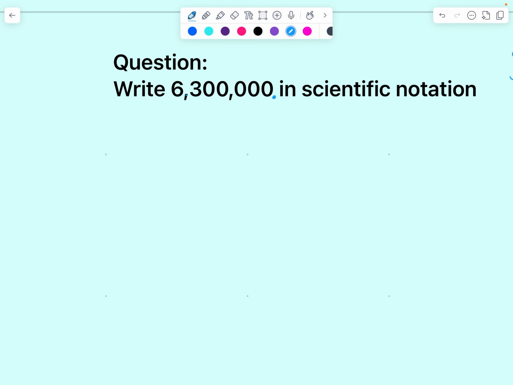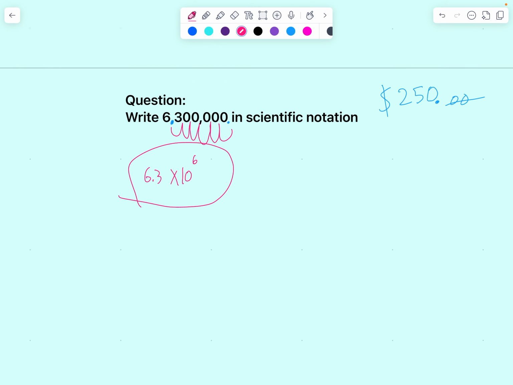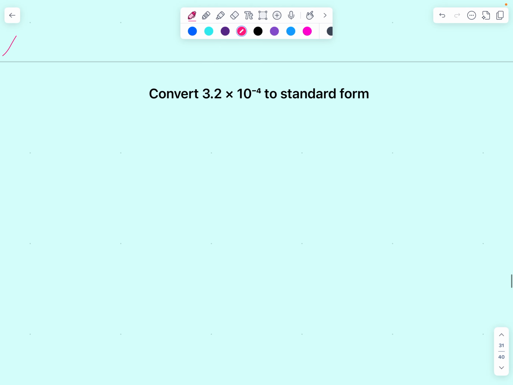So I'm going to start here because I know in my head 6.3 is less than 10, but it is greater than 1, so it does meet the requirement. So 1, 2, 3, 4, 5, 6. So 6.3, check, times 10 to the 6th. This is in scientific notation. We're going to move on to converting scientific notation to standard form.